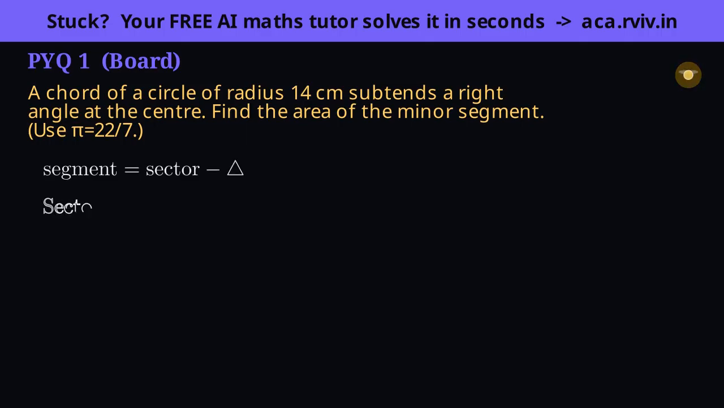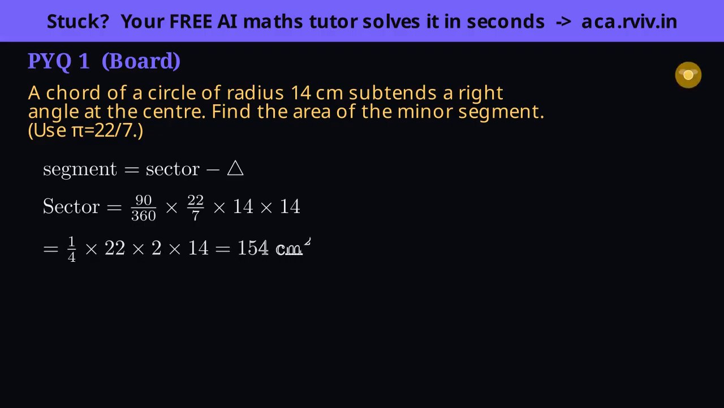First, the 90-degree sector, a quarter of the circle, pi as 22 over 7 since 14 is a multiple of 7. 1/4 times 22 over 7 times 14 times 14, and 14 over 7 is 2, so the 7s vanish and it multiplies cleanly to 154 square centimeters.